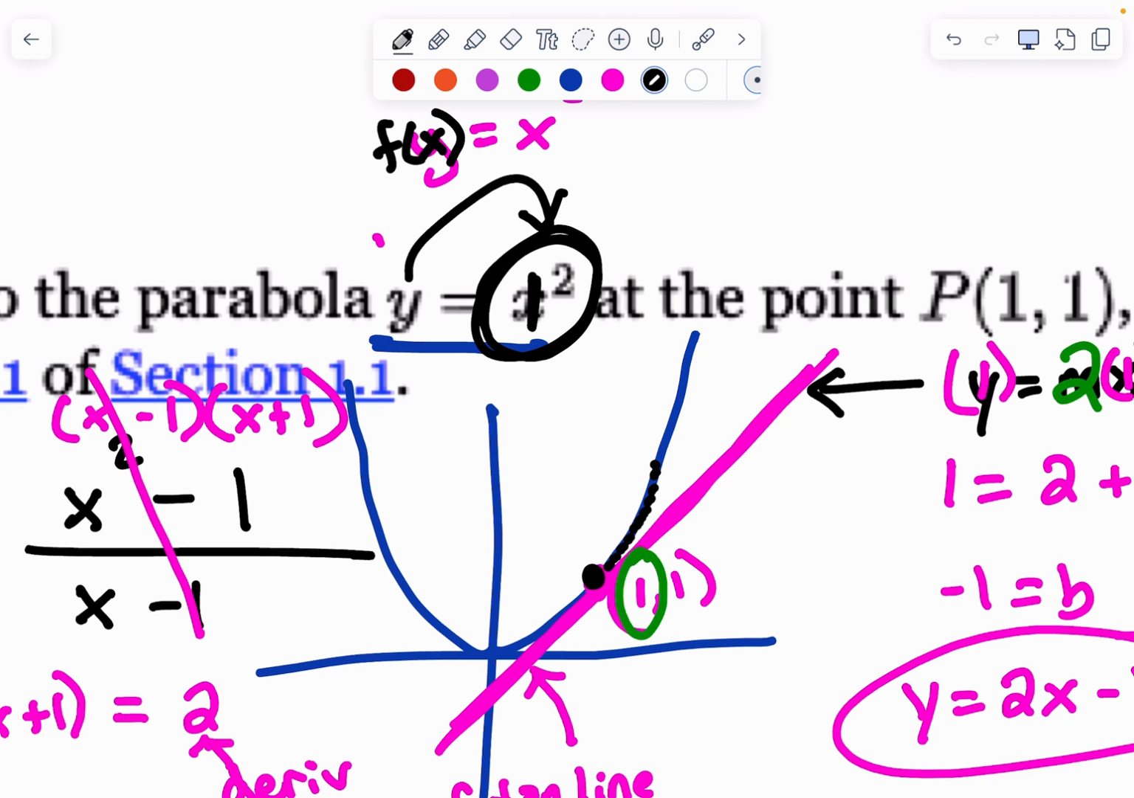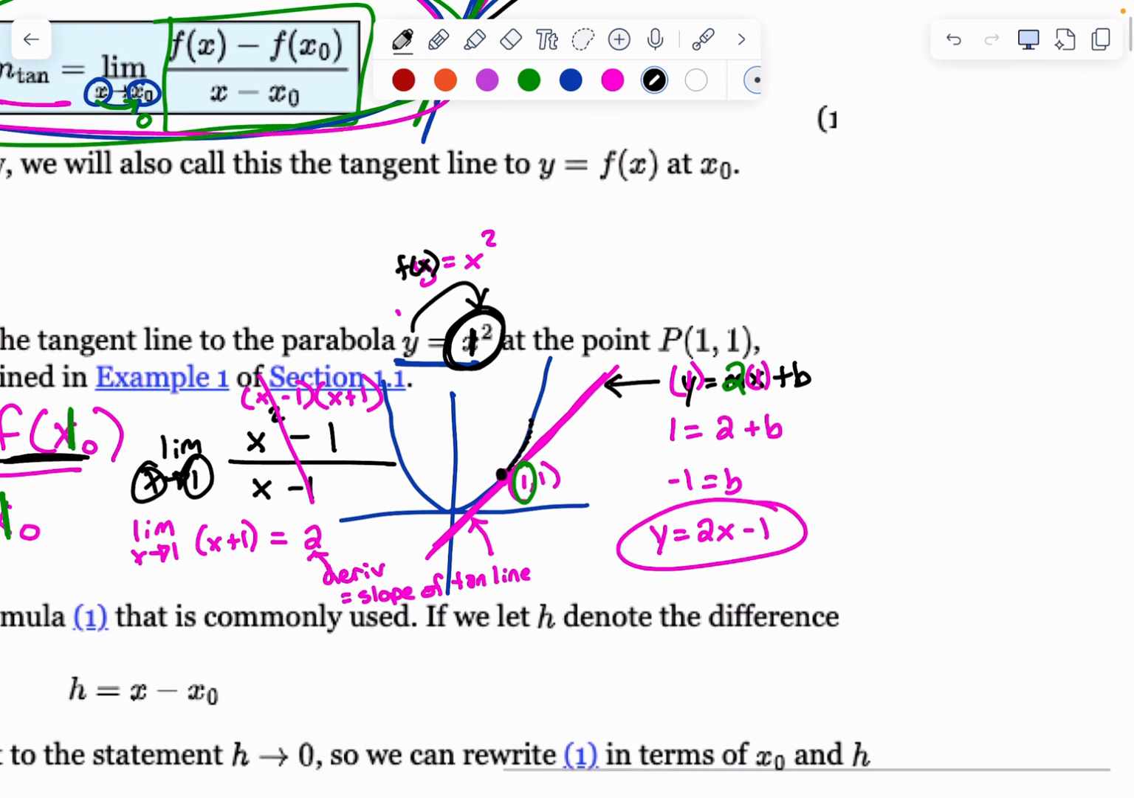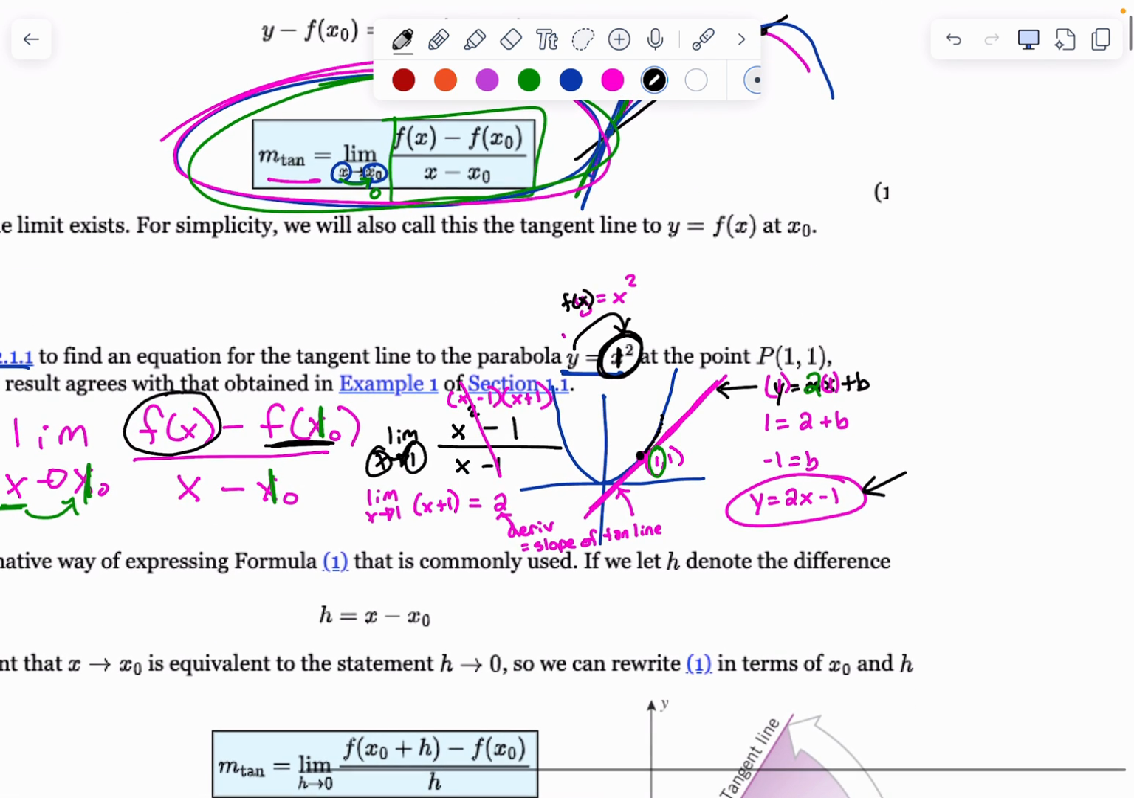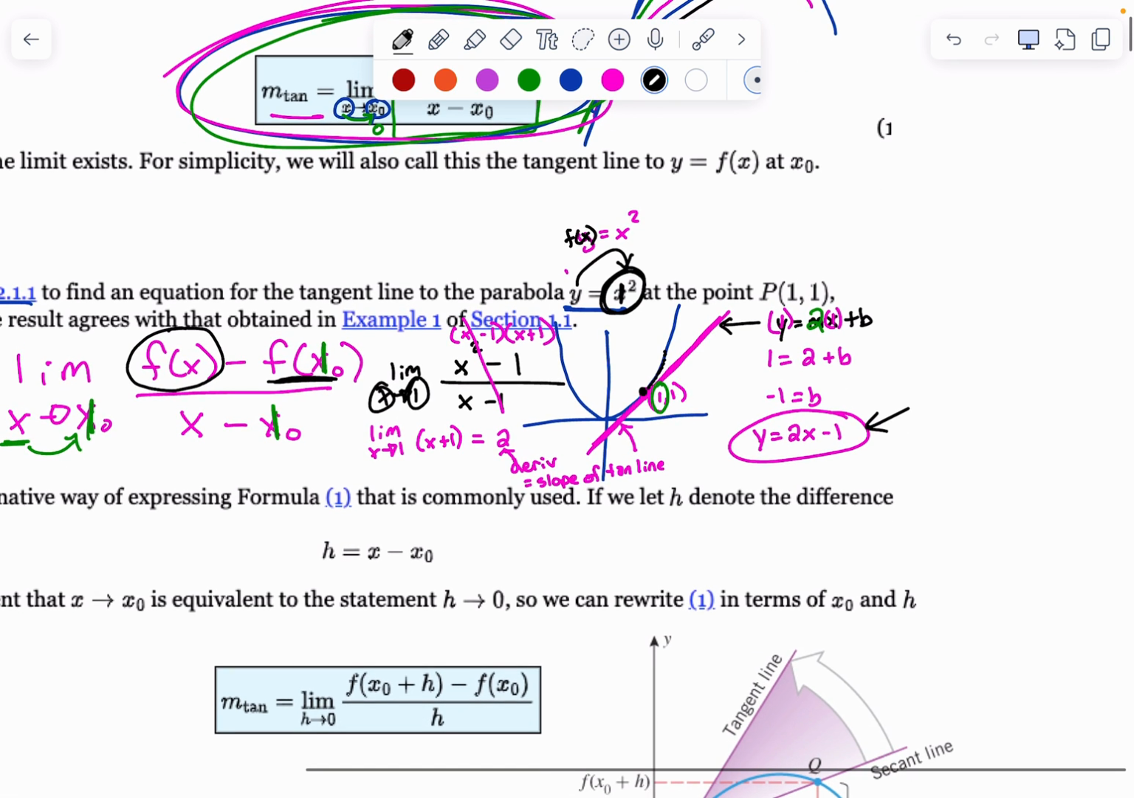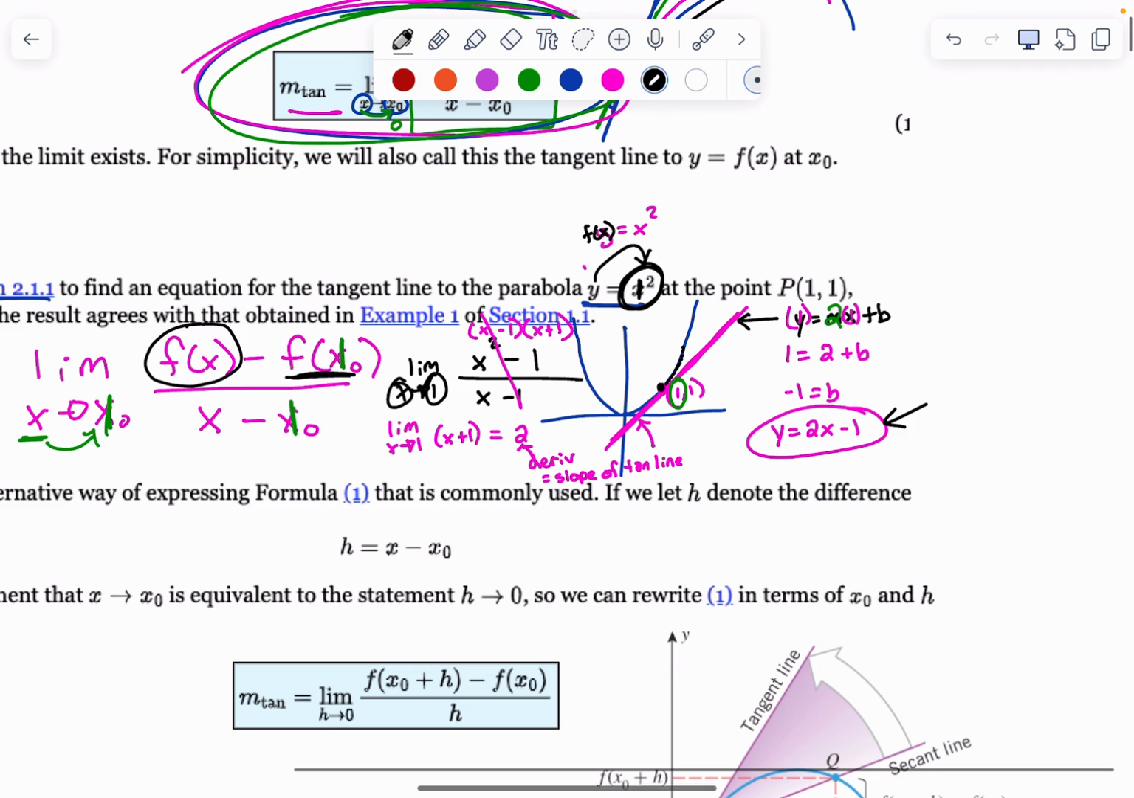So this is the equation of our tangent line, right? That's the equation of the tangent line. Our derivative actually was 2. So if they're just asking for the derivative, 2 is our answer.